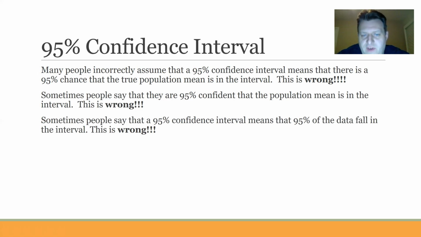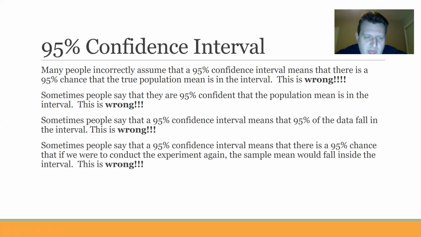Sometimes people say that a 95% confidence interval means that 95% of the data, 95% of the scores, fall within the interval. This is not a correct interpretation either. And some people say that if we were to do the experiment again, the new sample mean that we find would fall within the confidence interval 95% of the time. That's not correct either. So be mindful of these incorrect interpretations of confidence intervals.